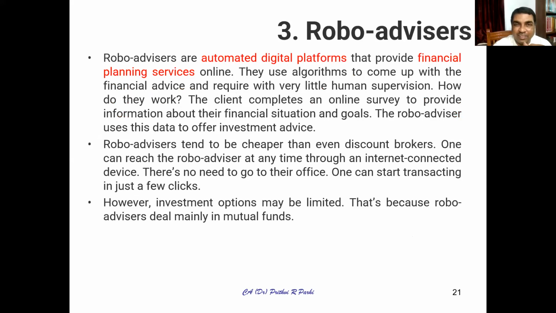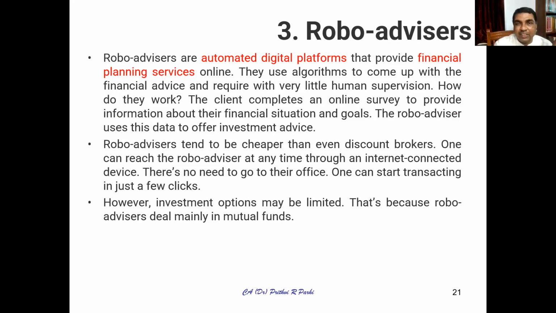One more kind of broker is there, but actually they are not brokers. They are in fact automated digital platforms that provide financial planning services online. By using their logic, the way you select your stocks, by your style of investment, they give you advice. They understand the trend and try to find advice suitable for you. They are called robo advisors. So these are the three kinds of brokers we have understood.